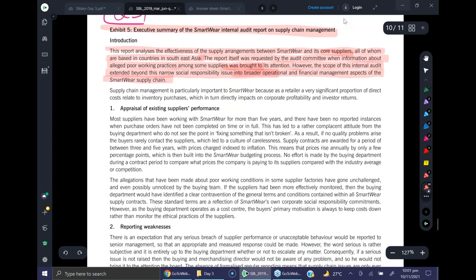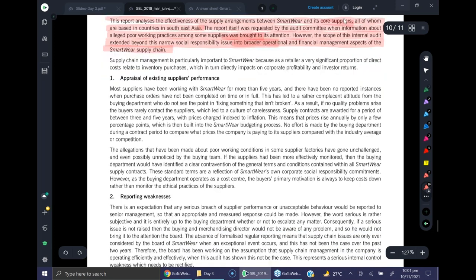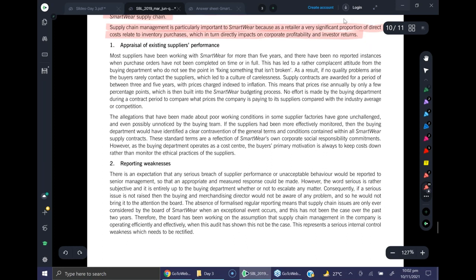So let's see what the clear-cut problems are. Supply chain management is particularly important to Smartware because, as a retailer, a very significant proportion of direct costs relate to inventory purchases, which in turn directly impacts corporate profitability and investors' return. Appraisal of existing supplier performance. So we have to talk about the problems on the procurement side. So the supplier issues are all relevant, right?